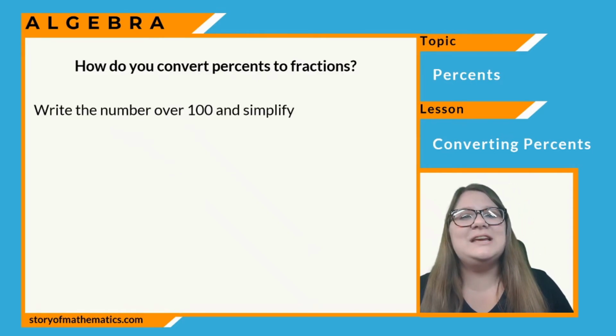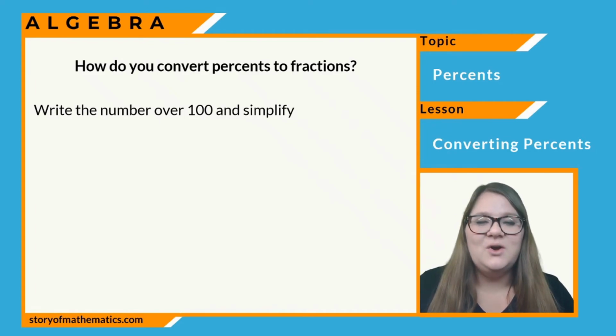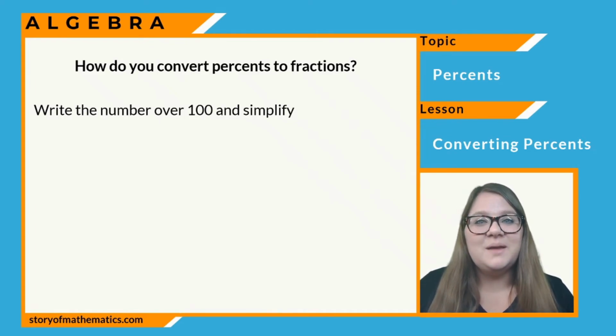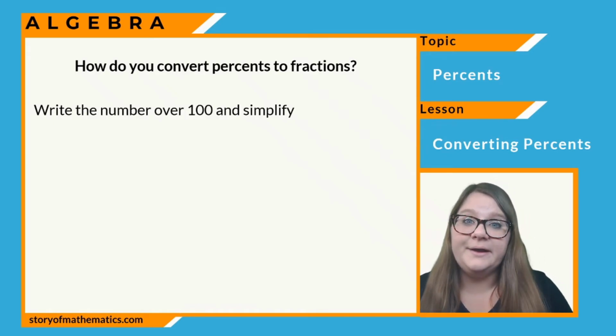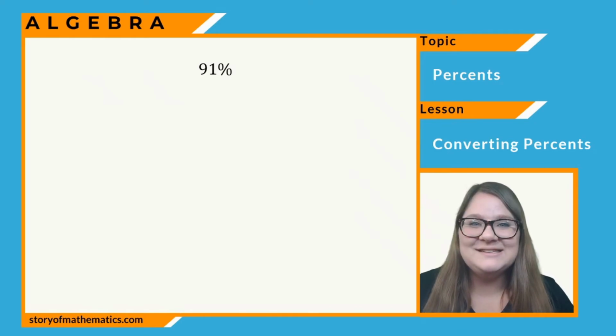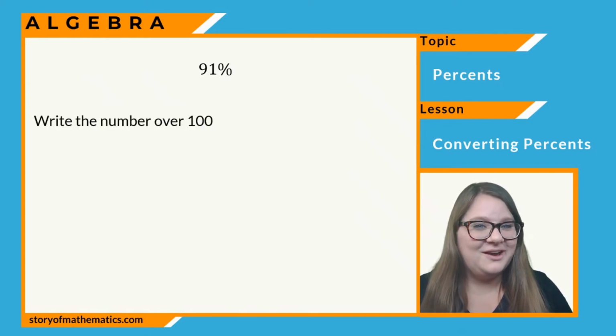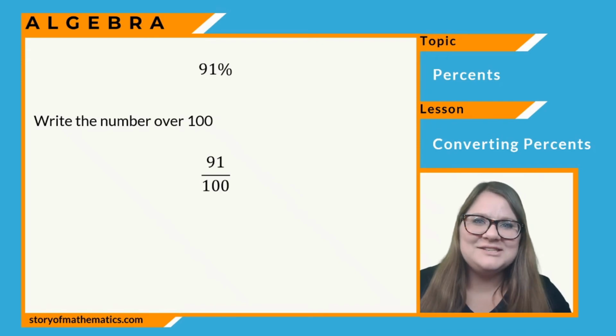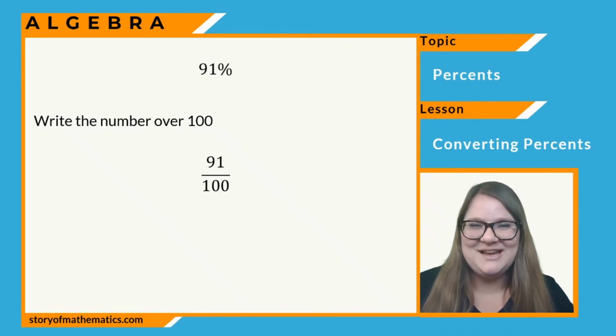What about if I want to work with fractions instead? Well, I'm going to take the number that is the percent, write it over 100 and simplify. That's because when I'm talking about a percent, I'm talking about part of 100. Okay, so let's try 91%. I'm going to write that number over 100, and that becomes 91 over 100. That fraction can't be simplified, so I stop there.